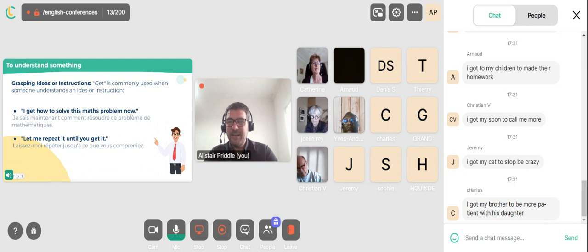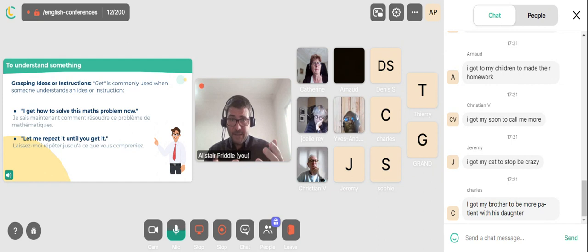Okay, here we go. So, grasping ideas or instructions. Get is commonly used when someone understands an idea or instruction. Let's check these examples. I get how to solve this maths problem now. Let me repeat it until you get it.